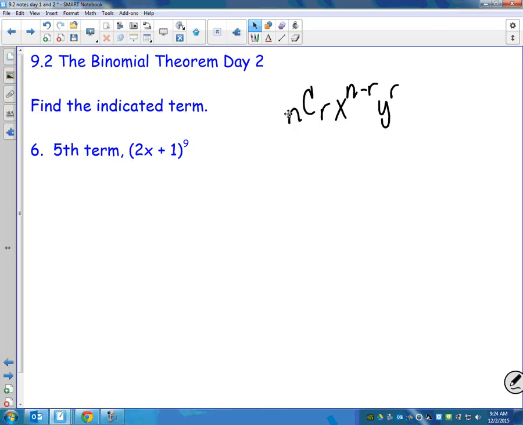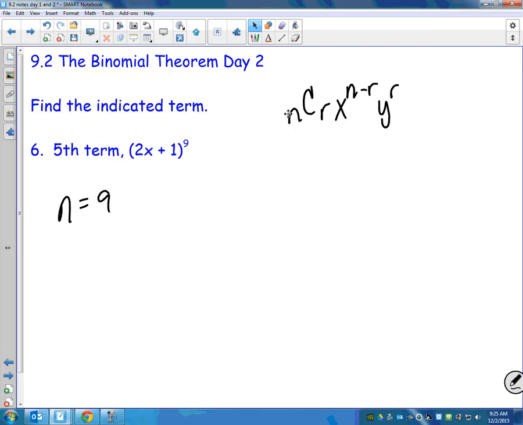So, do I know n or r by looking at this problem right now? What's n? 9, right? N is always the exponent, so at least I've got that. N is equal to 9. But for the fifth term, you've got to think about what the r would be. That make sense? So I'm going to just write this one out, and then maybe we can figure out a shortcut.